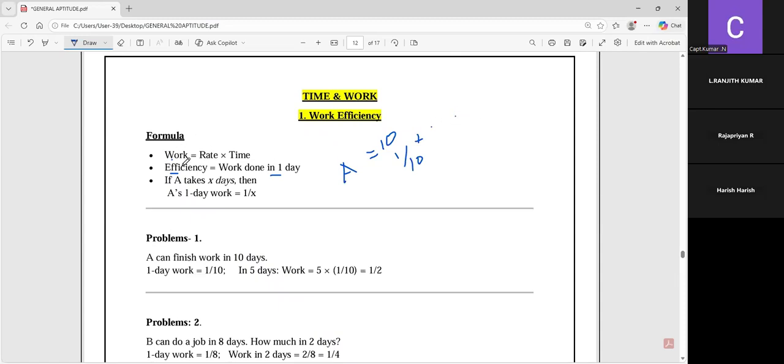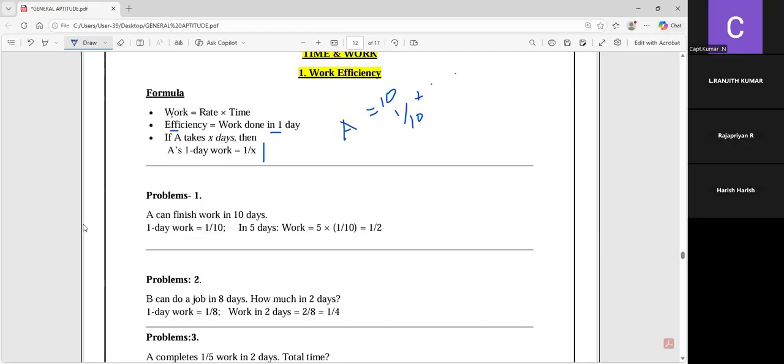So finally, go through one day, one day. Easy. You can finish the work in 10 days. One day's work is 1/10. Suppose within 5 days, how much work is completed? One day's work, 1 by 10 into 5, is 1/2. So half of the total.